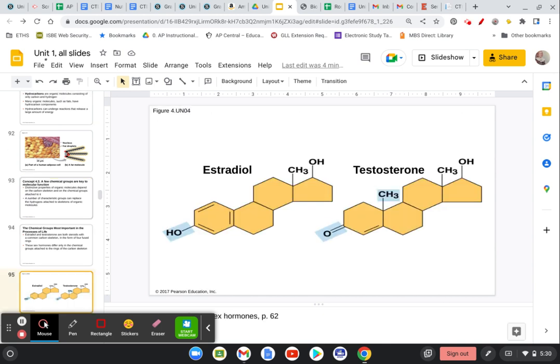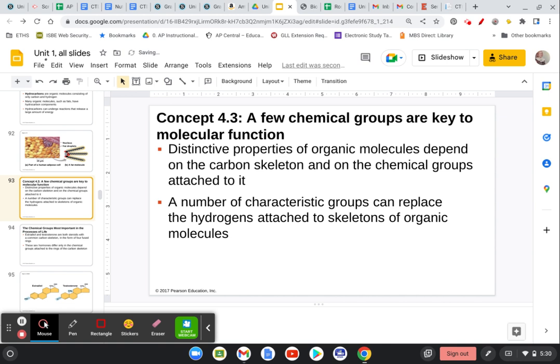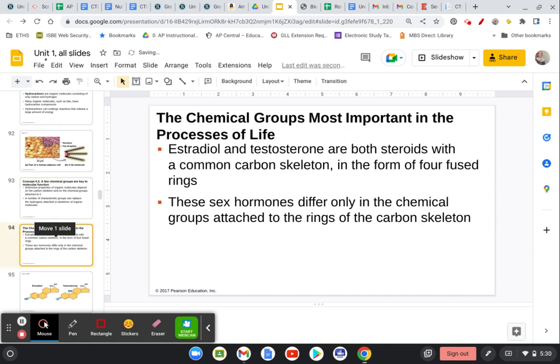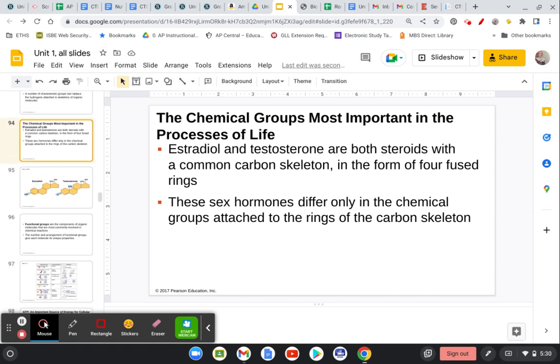Yeah, it looks like we're going to talk about those key chemical groups a little bit later on. But I did want to talk about a couple of chemical groups that are important and fat-based. That is estradiol and testosterone, which are both steroids. They're hormones that are found in the body in varying amounts in human beings. These sex hormones only differ in the chemical groups that are attached to the rings.